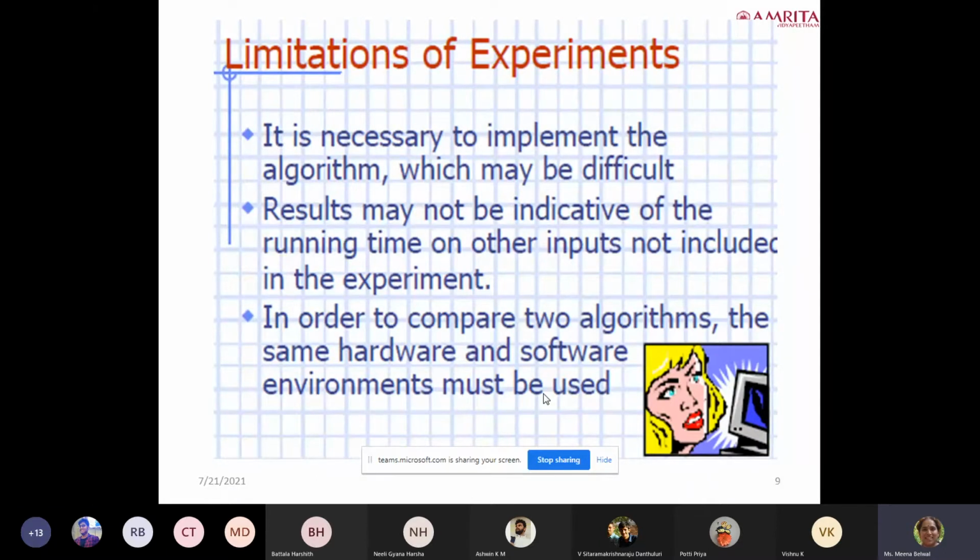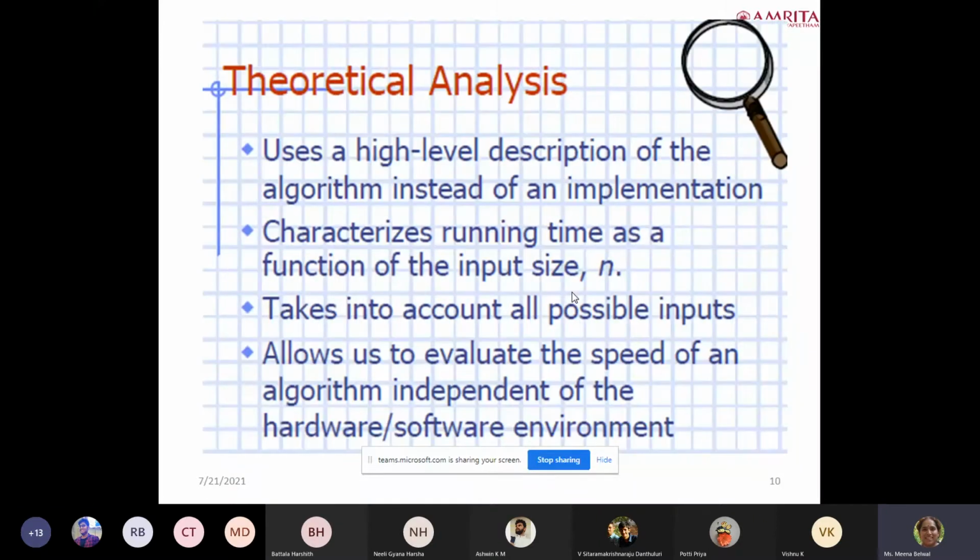Moreover, if I want to compare two algorithms, then I have to use the same hardware and also the same software environment. Software environment means I should convert them into the same programming language, because some constructs will be available in one programming language which will not be available in others. So the efficiency will matter, how exactly the program will be ported to the hardware. So that is the limitation of experiments, and that is why we don't go for the actual conversion of algorithms into programs.